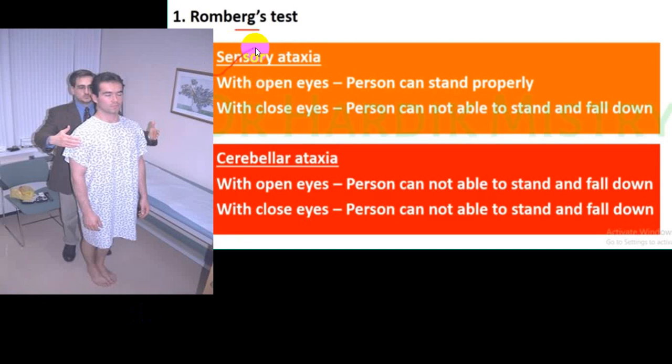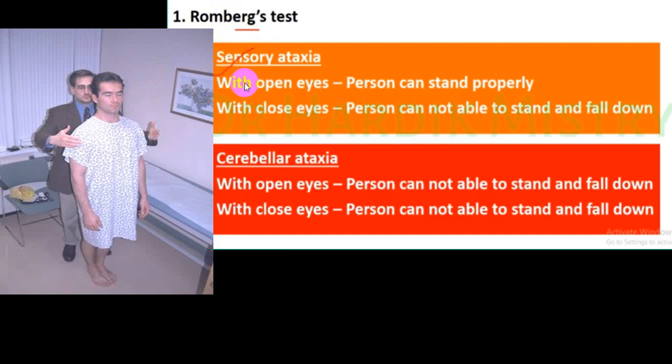So in case of sensory ataxia, now very simple, just follow this properly. Because no impulse can travel from both lower limbs, this input is not going to the cerebellum. You are closing the eyes, so the second input is not going. Now the person starts getting ataxia, or we call Romberg test is positive.